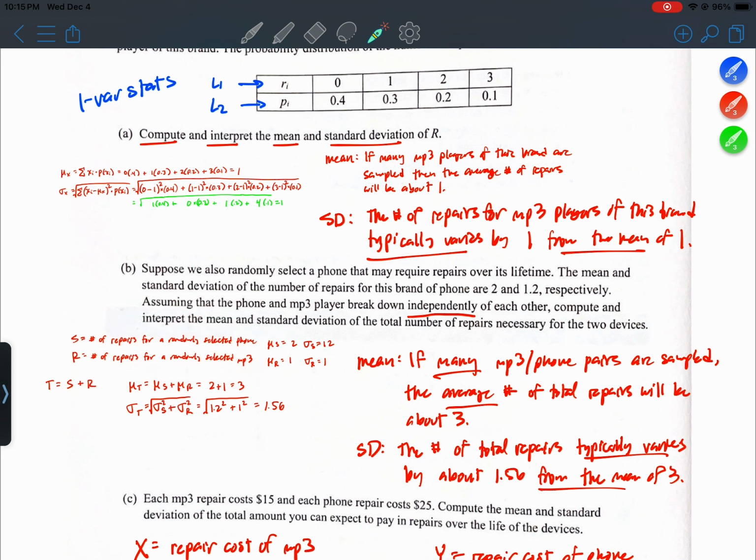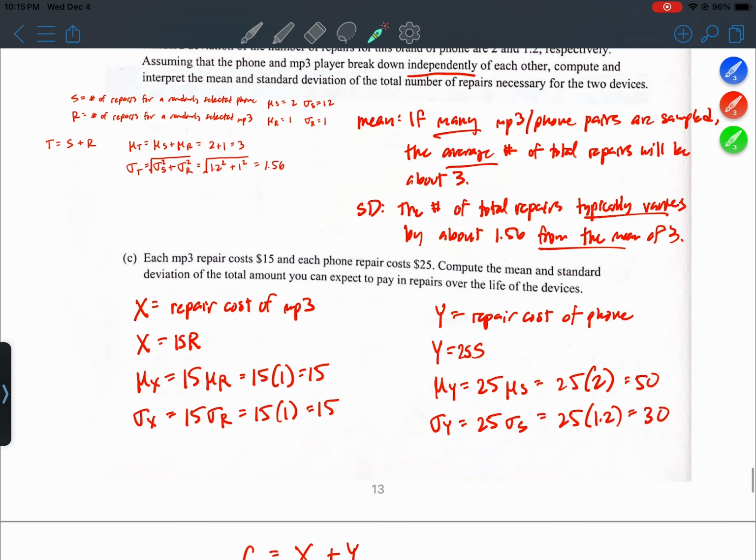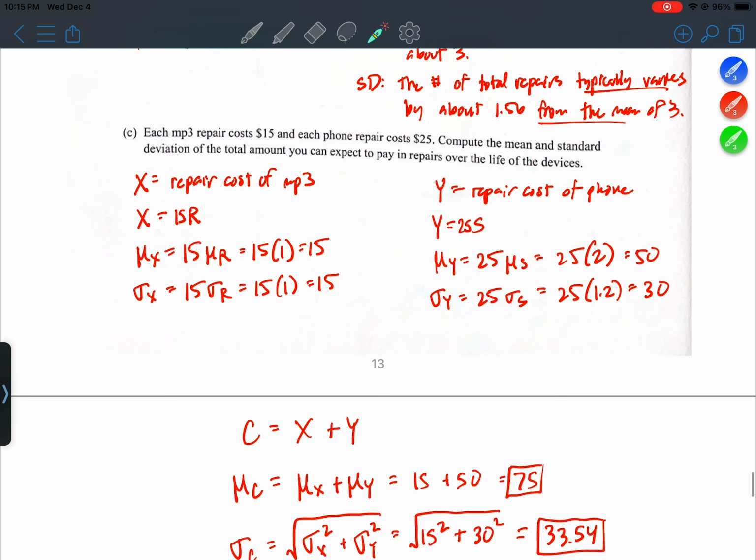All right, so that's three variables right there. And then we defined three more variables that were not about the number of repairs, but were now about the cost associated with those repairs. So X was the cost of repairing a random MP3 player. Y was the cost of repairing a random phone. And then C was the total cost of repairing both devices if you own both devices.